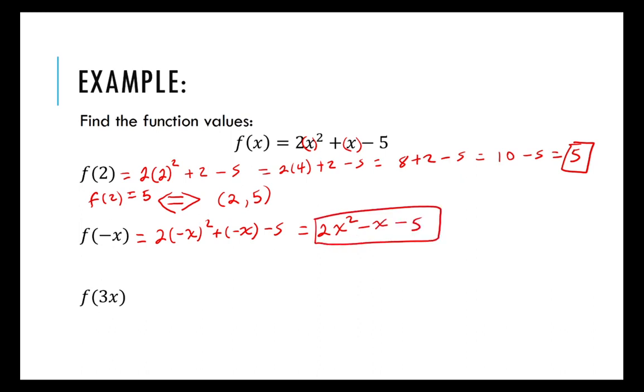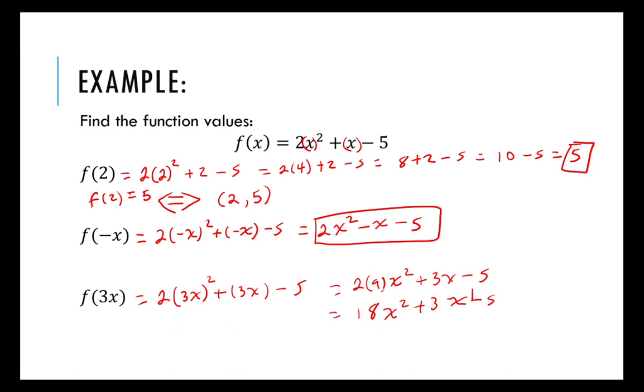f of 3x, same idea. 2 times 3x in parentheses quantity squared plus 3x minus 5, and then let's clean it up some. So 3x quantity squared is 3x times 3x, which is going to be 9x squared, and so that's 2 times 9x squared plus 3x minus 5. 2 times 9 is 18, so 18x squared plus 3x minus 5.